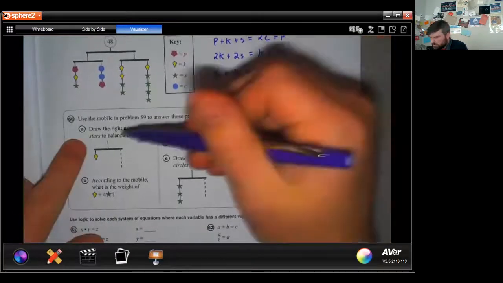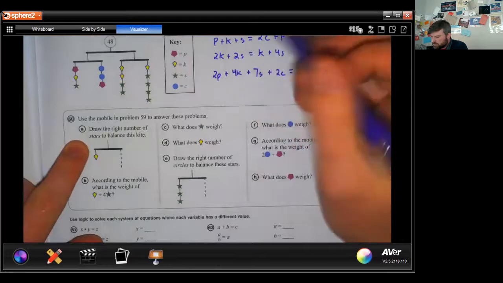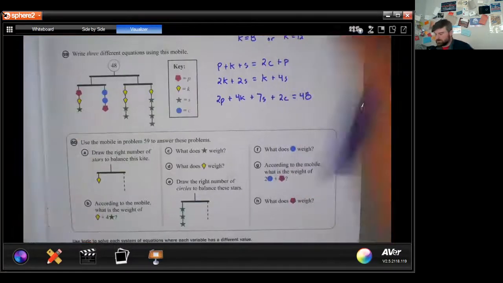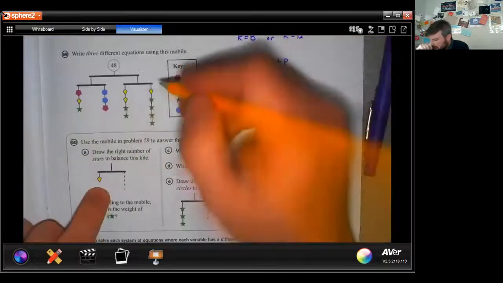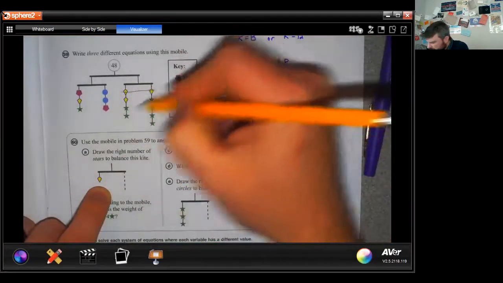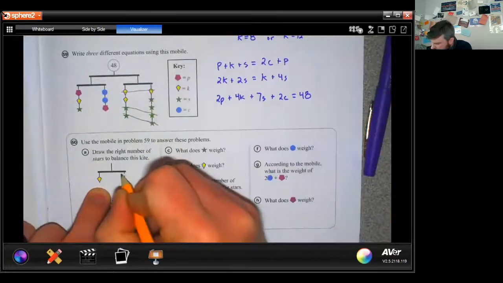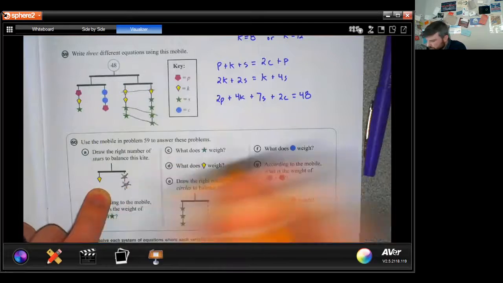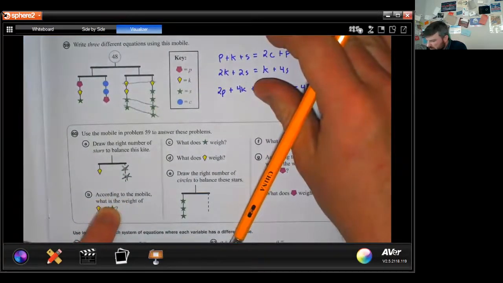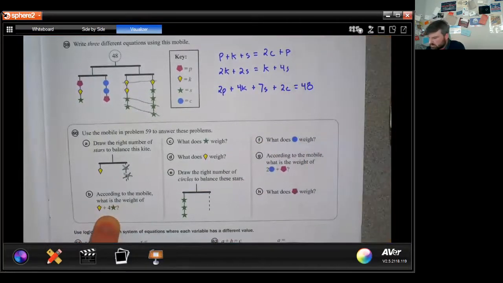Okay, use the mobile in 59, which was this one, to answer the problems. Draw the right number of stars to balance the kite out. So I'm going to switch to a pencil. Okay, so a kite here, if I cancel out this kite and I cancel out 2 stars, it looks like one kite is 2 stars. According to the mobile, what is the weight of a kite plus 4 stars?